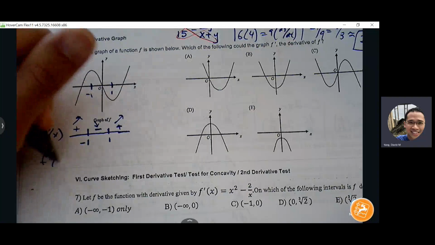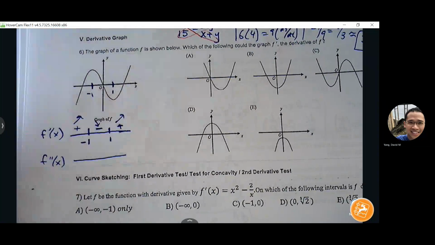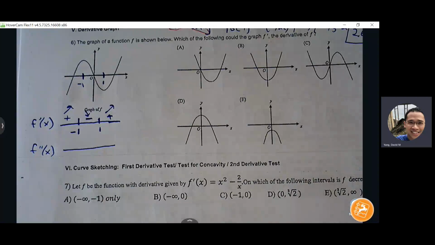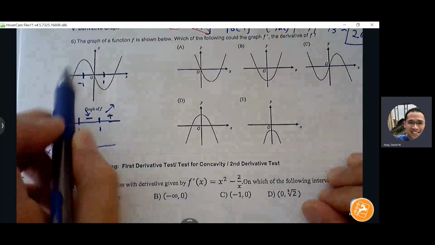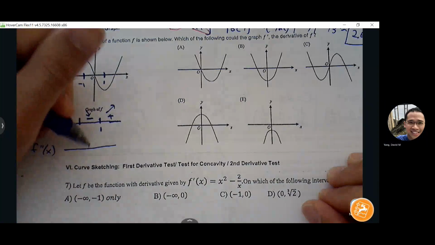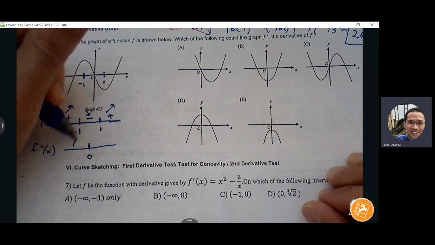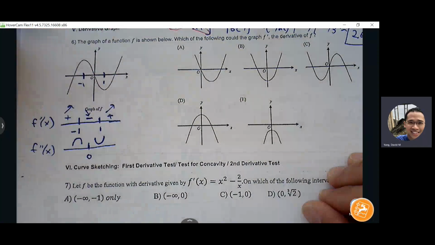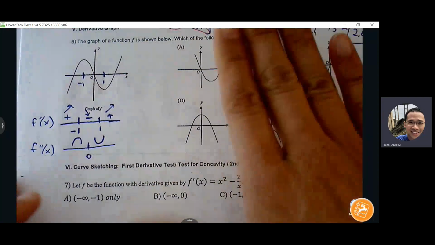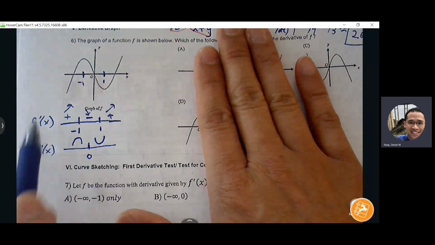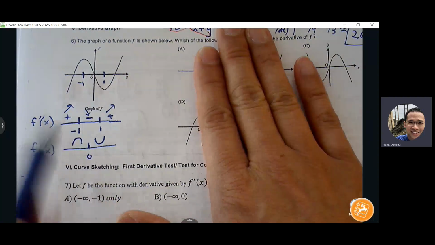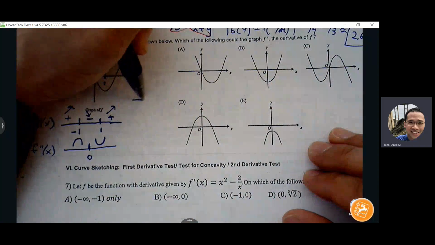Now, second derivative sign line. Can you tell, if you have to guess, where the point of inflection is going to be? 0, right? That curvature changes from concave down to concave up. So at 0, point of inflection, and then to the left, concave down, to the right, concave up. So even without looking at my answer choices, I'm going to try to create a derivative graph with these features.